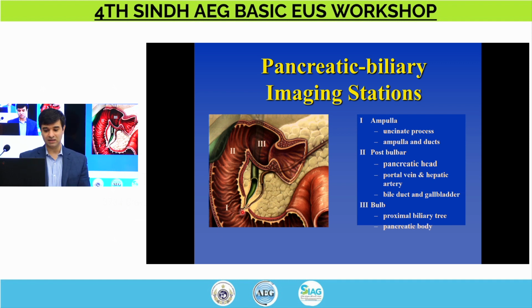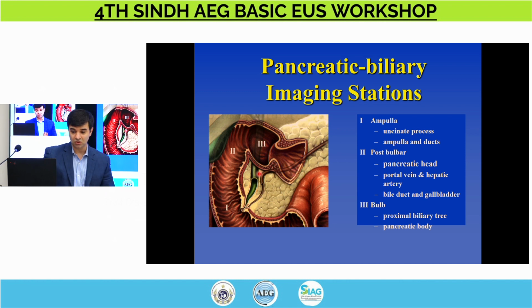So as you evaluate this area, the structures you're looking at are the uncinate process. You're evaluating the pancreatic duct. This is very important. You can evaluate the pancreatic duct as it passes through the uncinate process and as it comes up to join with the dorsal pancreatic duct. And that's where you rule out a pancreas divisum if that's something you're looking for.